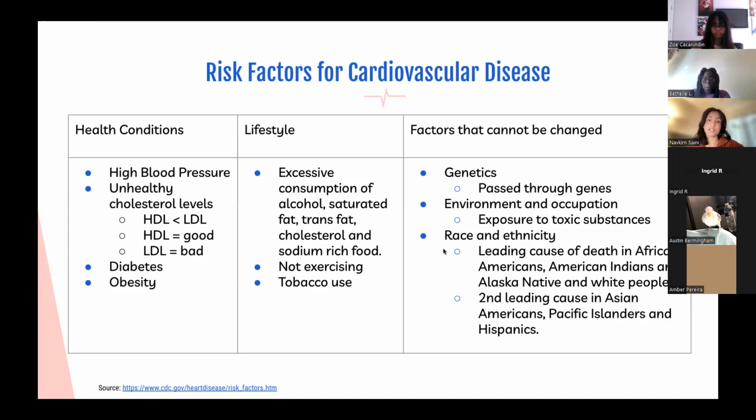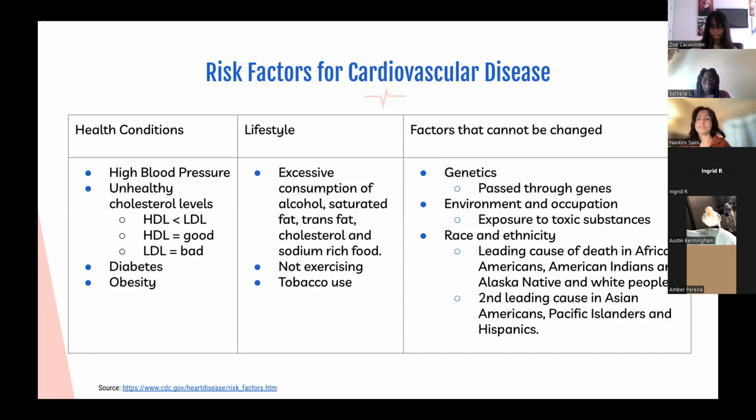In terms of factors that cannot be changed, this includes genetics. And so as we know, genetics relate to diseases that are passed through genes. An example of this is how CVD is considered a hereditary disease in certain families. Like in the South Asian community, CVD is very common. And then some other factors include your environment and occupation. So this is where it's important to consider how where you live can affect your health.